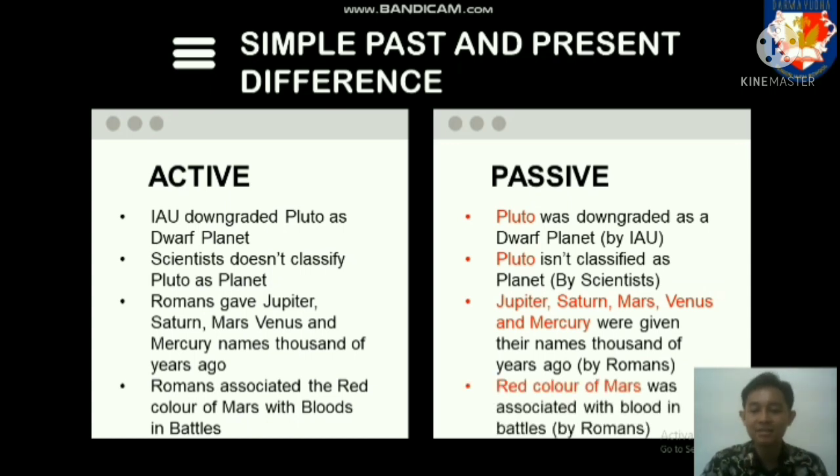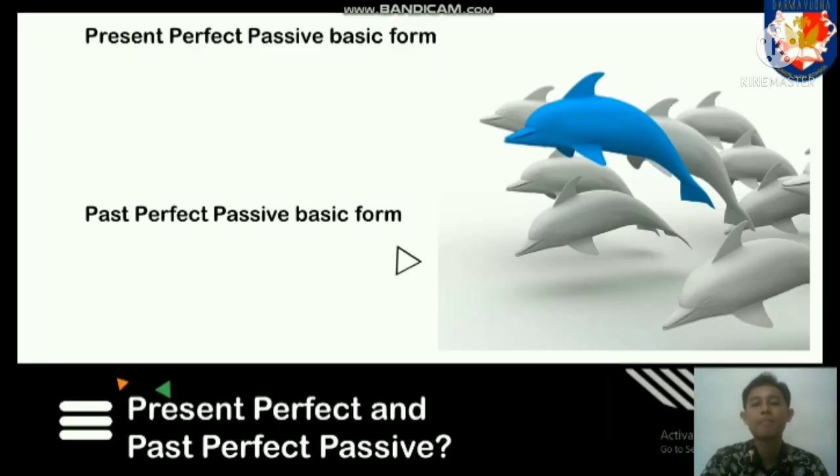And then the last one, red color of Mars was associated with blood in battles by Romans. Okay, guys. So here we focus on red color of Mars as the object, not the doer, not the subject. We focus on the object, which is red color of Mars, and it is given an action which is associated, something like that, guys.